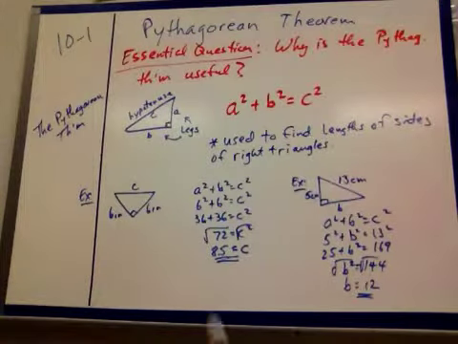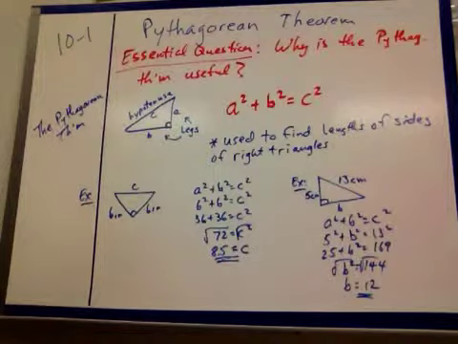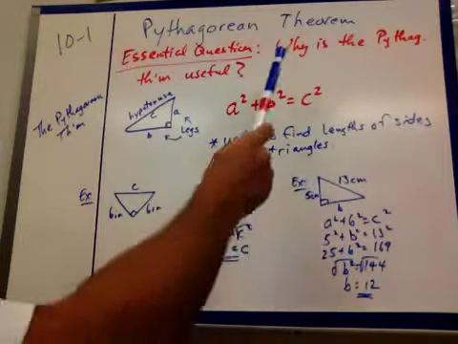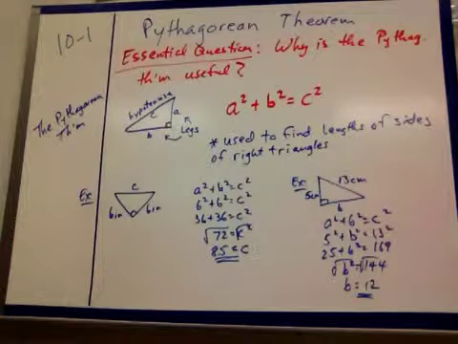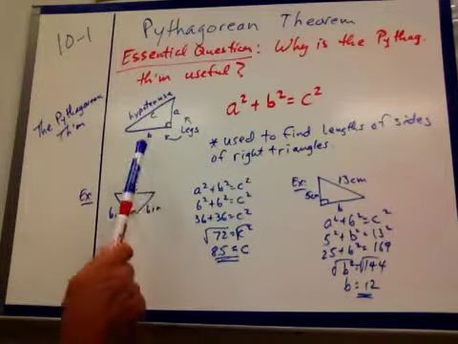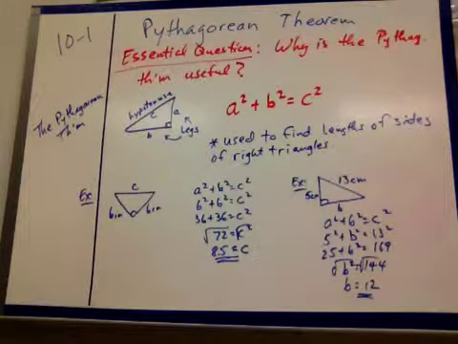Pythagorean Theorem. Getting into Chapter 10, 10.1. Essential question: why is the Pythagorean Theorem useful? It may look familiar to you, you may have already used this in the past, but where we use it is to find the length of one of the sides of a right triangle.